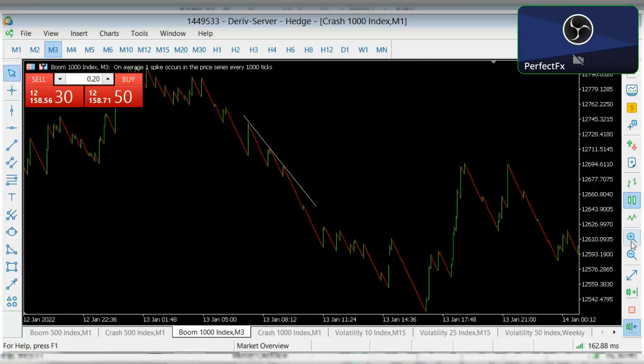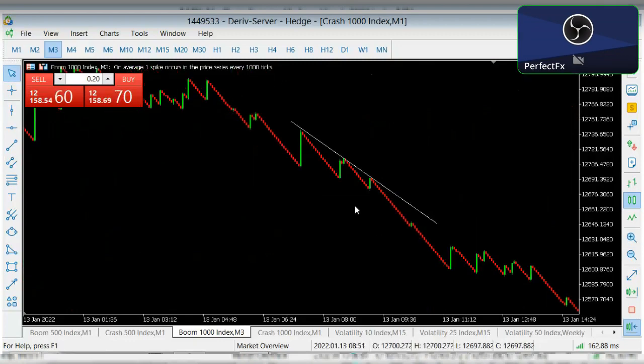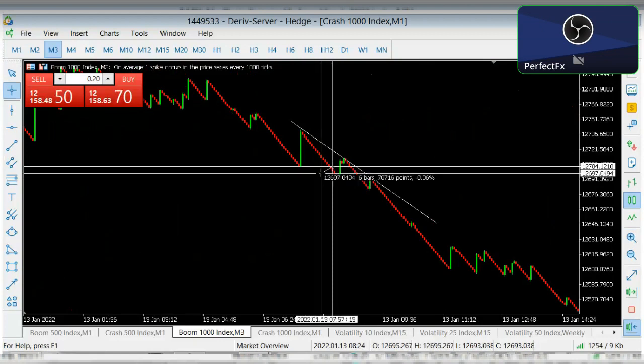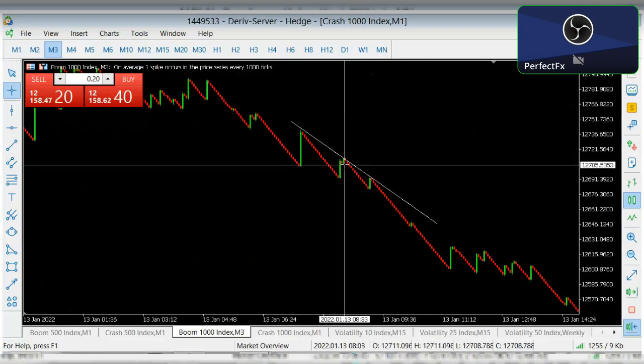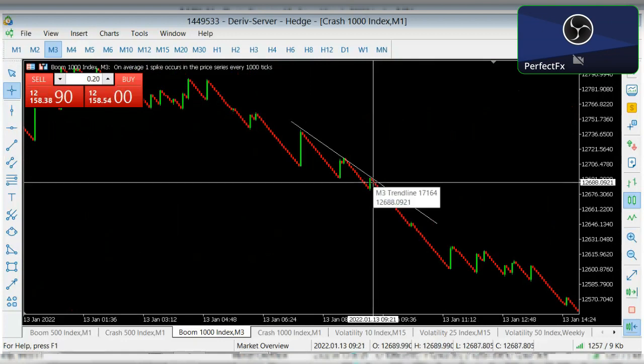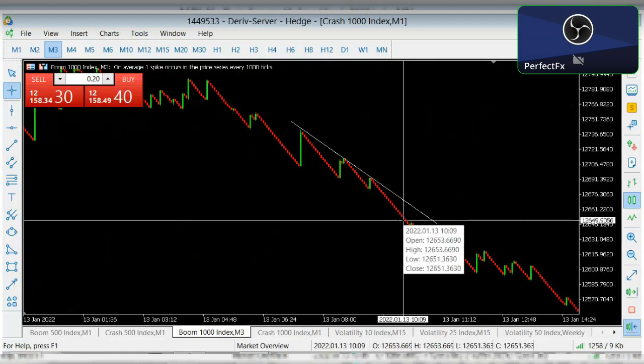Let's zoom it in for you guys to see. Can you see? This is the first touch, break of structure to the downside. This move to the downside broke this structure at this point. Can you see the second touch? Can you see the third touch on the trend line? Can you see the sell to the downside?